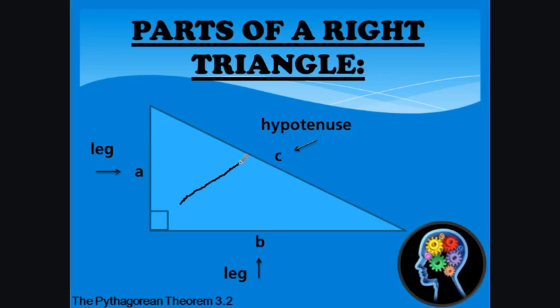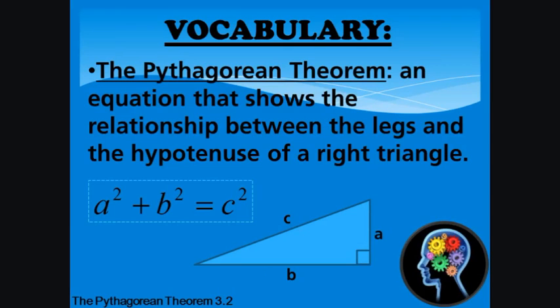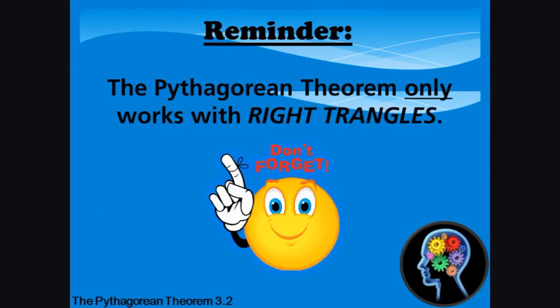So right across from it is going to be our hypotenuse, which is what we're going to be solving for today. We're going to be given the lengths of our legs, A and B, and then we're going to solve for C, which is our hypotenuse. And just a little bit of background about the Pythagorean theorem is that it's an equation that shows the relationship between the legs and the hypotenuse of a right triangle. And here is the formula that we're going to be using: A squared plus B squared equals C squared. Now it's important to remember and write this down that it only works with right triangles.